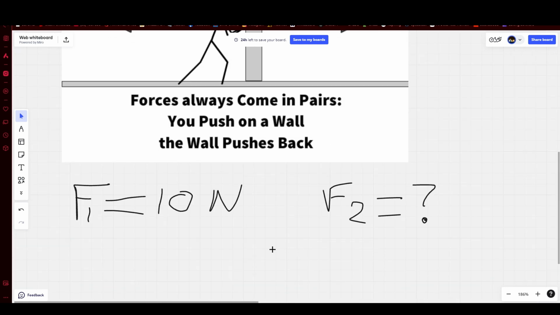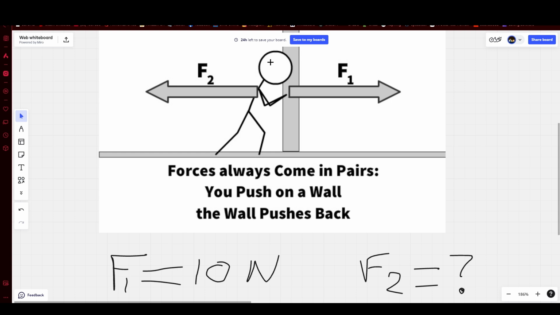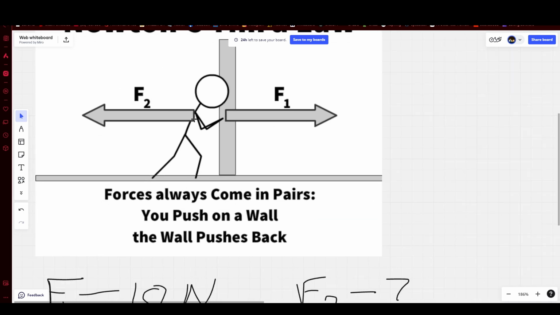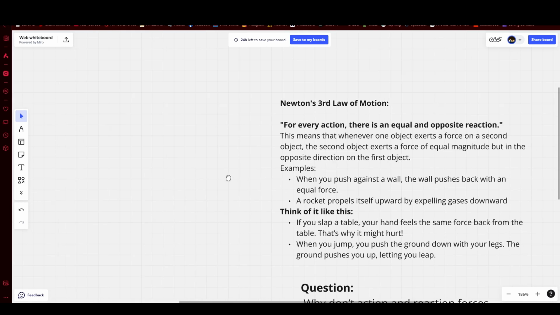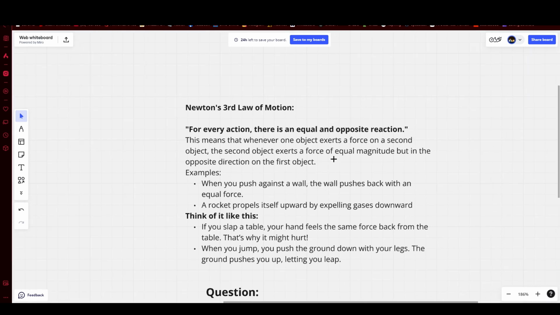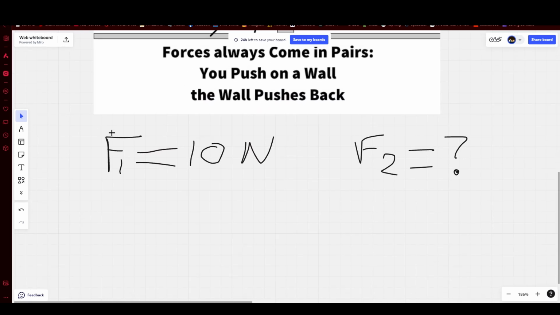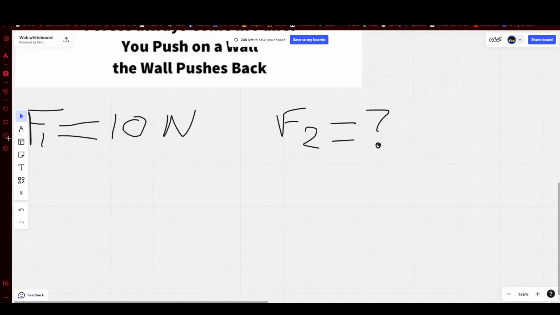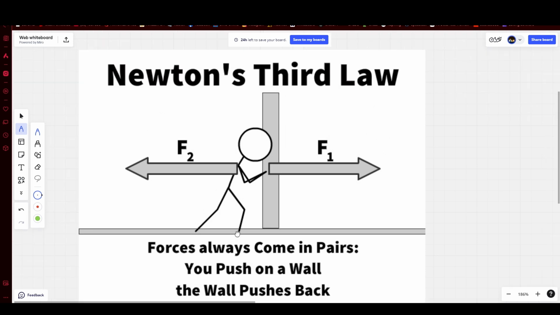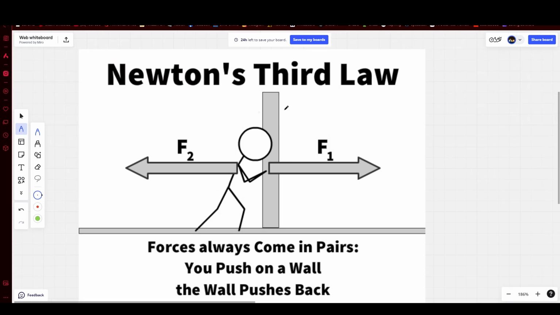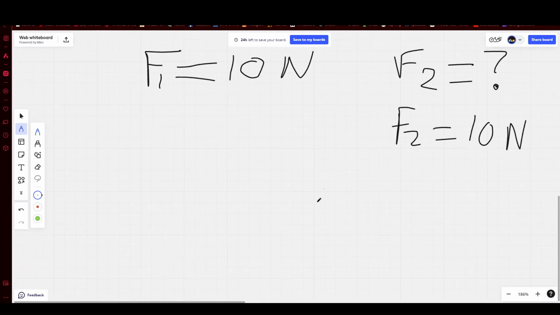You push on the wall, the wall pushes back. So let's say F1 over here, the way he's pushing, is equal to 10 newtons. What would F2 be equal to? Now remember, they are equal and opposite in magnitude, reaction and action forces, that is. Keep in mind no vector signs over here, so it's also just going to be 10 newtons. We can confirm it's 10 newtons because there's no acceleration, right? Revise from the last few videos. The person isn't moving and the wall isn't moving.